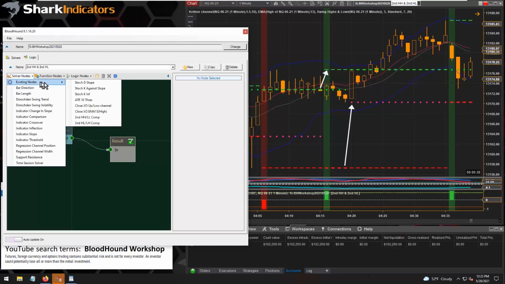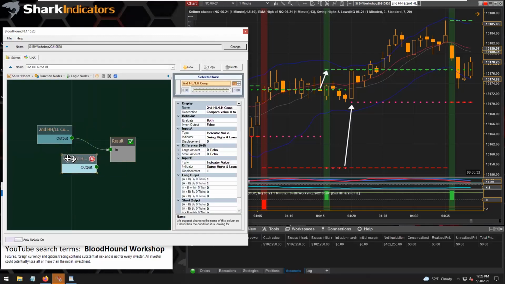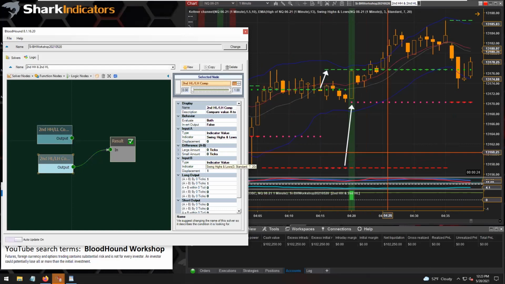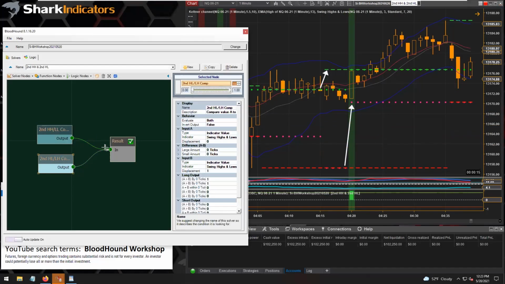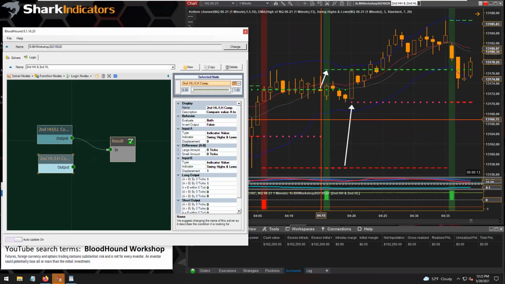So we're going to go to existing nodes, and there's the second higher lows and lower highs. Put that on the board like so. Okay, so there we go. There's a long signal right where my arrow's at, right where I expect it. All right, so now we need to combine these two outputs together.